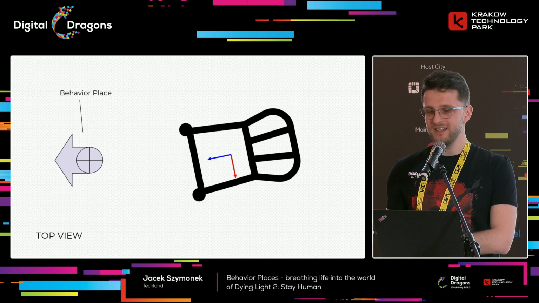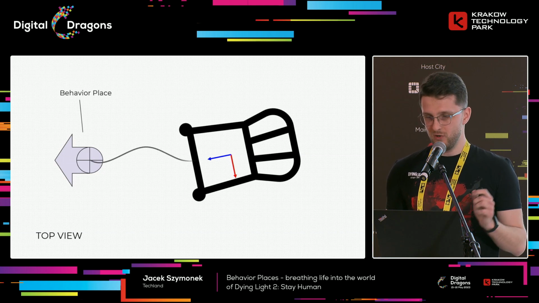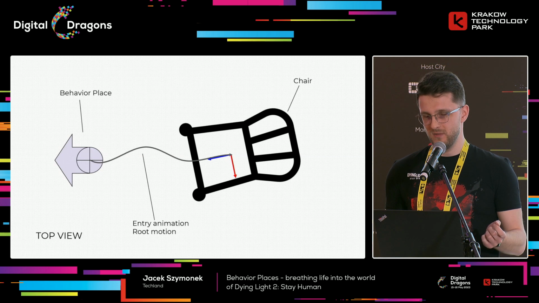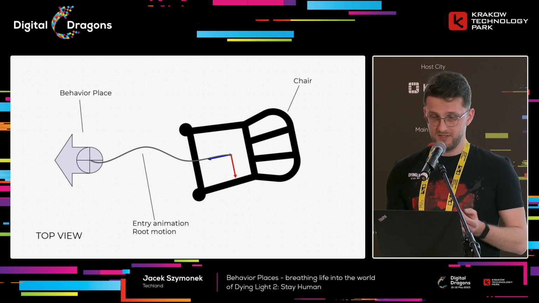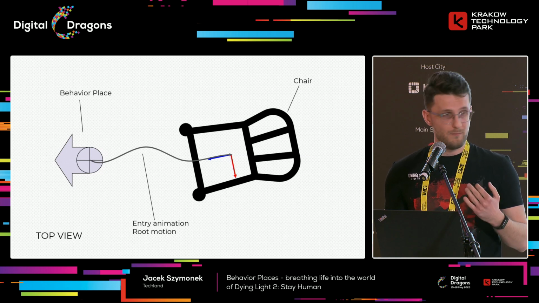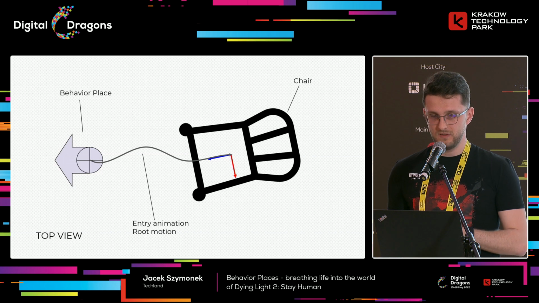First, this gray line shows the root motion trajectory for the entry animation. At the end of it is where the activity starts. Now we can see that the chair position is correct because it will match our character's sitting pose.